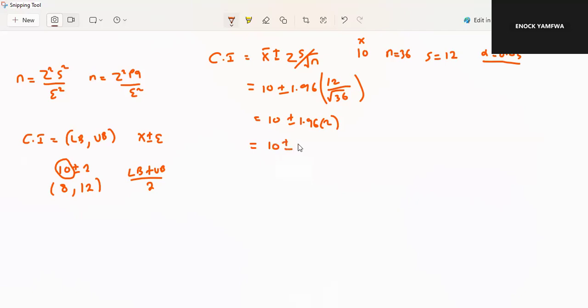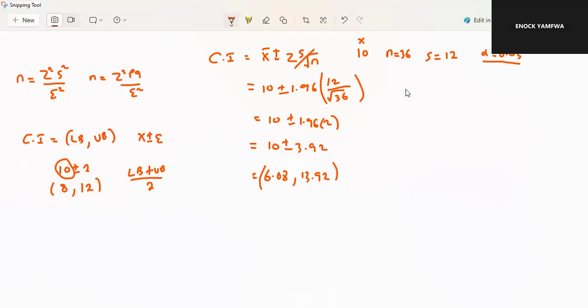So what is our lower bound? Subtract 10 minus 3.92, which is 6.08. Then when you add that, you get 13.92. It's the upper bound. So this is when you're dealing with a mean.